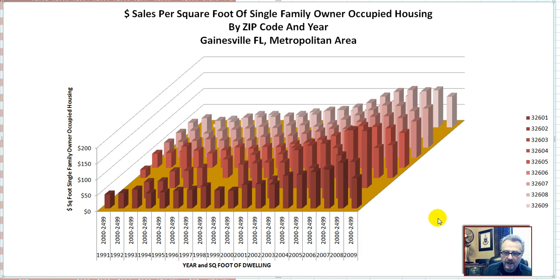Here we have on the axis horizontally going away from you zip codes, and these are the core zip codes for the Gainesville metropolitan area. And on this axis I have time segments, and I also have square footage. So this is, for example, 1991, 92, 93, and so forth on up to 2009. And we're looking at the average dollar sales price per square foot within the zip code, but only for houses that were within 2,000 and 2,500 square feet.